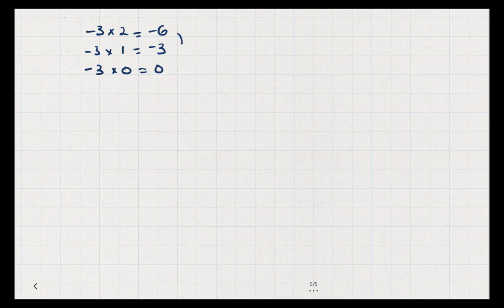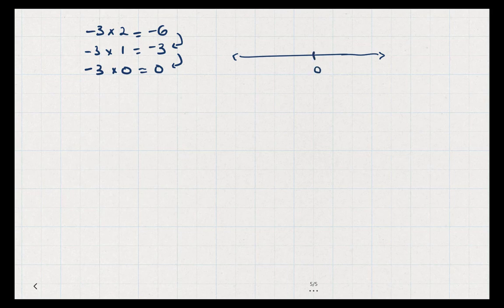But what about if I multiply two negative numbers by each other? So let's have a look at negative 3 times 2. Well, we know from what we just covered that's negative 6. Negative 3 times 1, again we just did that. 3 times 1 is 3, negative positive results in a negative. Negative 3 times 0, we know anything times 0 is 0. And what is happening here? What is my pattern? Are we going down by 3 or up by 3?